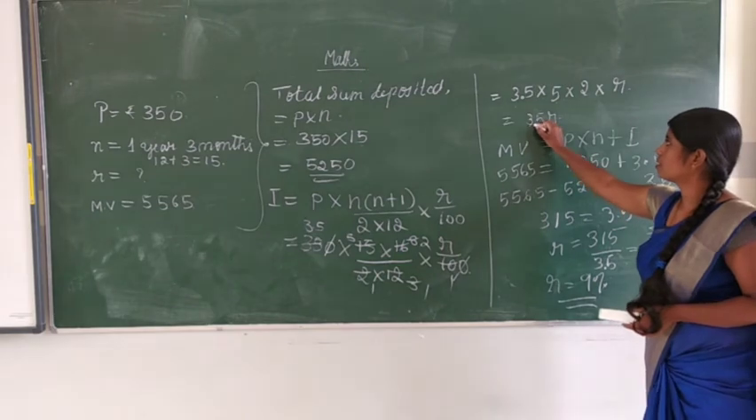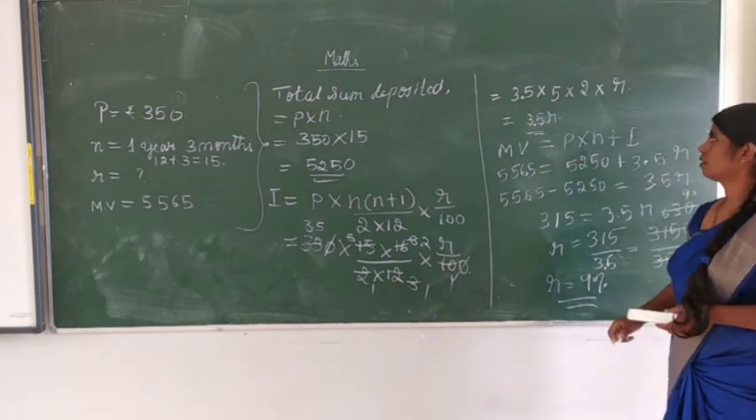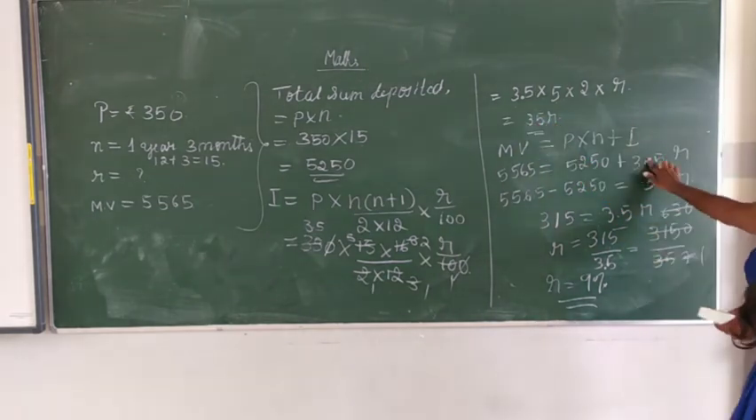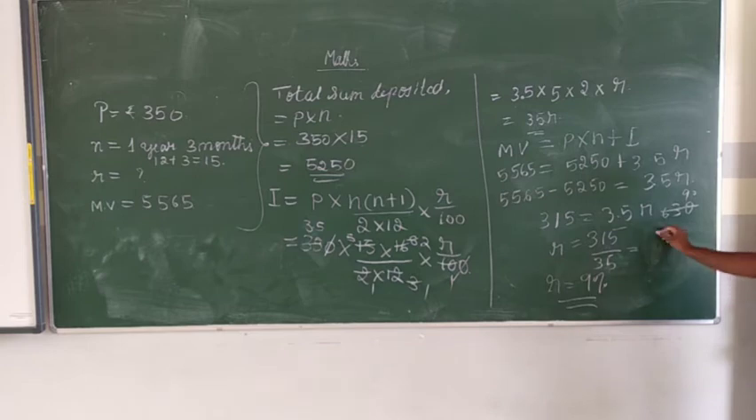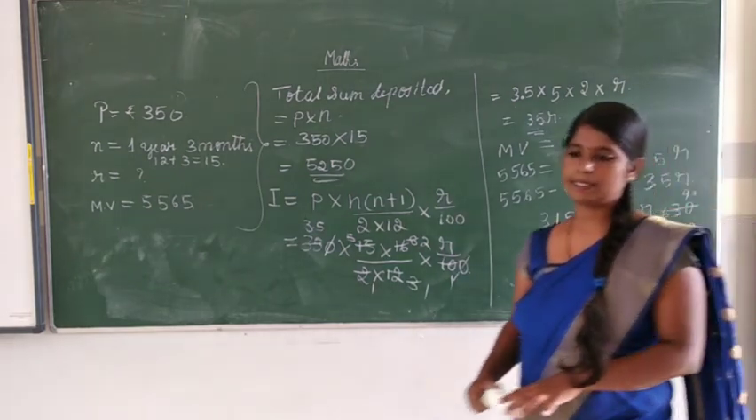Here also it is 3.5. So here it is 35, here it is 35, here 35, here 35. So here we have 350 divided by 35, and 35 times 9. So you get here 9%.